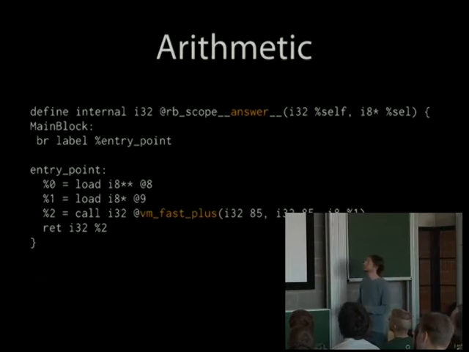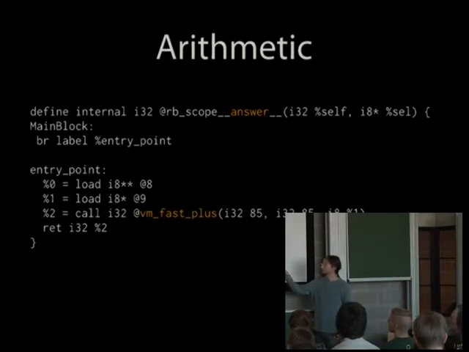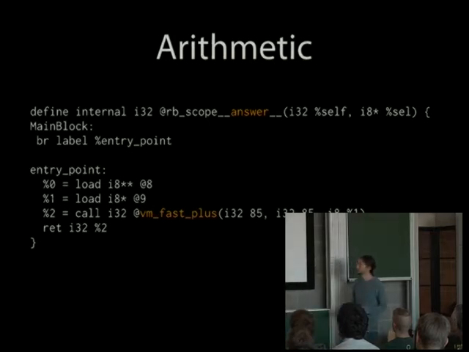So we're going to generate a call to vm_fast_plus, which is the primitive, and we pass our arguments here. You may see that we actually pass 85 both times. 85 is basically the representation for the 21 fixnum.